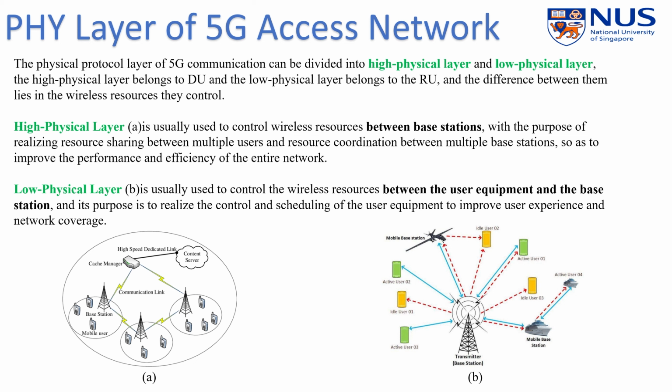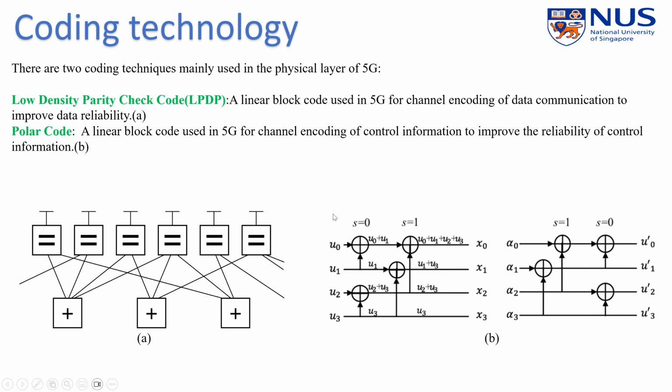The low physics layer is usually used to control the wireless resources between the user equipment and the base station, like shown in Figure B. And its purpose is to realize the control and the scattering of the user equipment to improve user experience and network coverage.